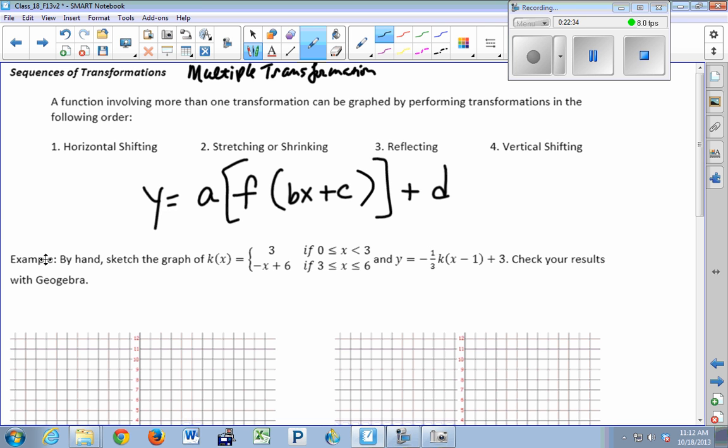And if you have a function in this form, then this is the sequence, 1, 2, 3, 4, that you do. You do each of these transformations one at a time to get to your final transform function. Okay? So notice, this is a very particular form. If you look inside here, your horizontal shifting is happening right in here with this plus C. So C is acting as your horizontal shift.